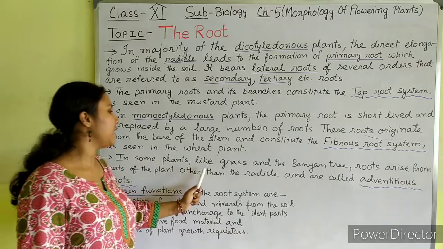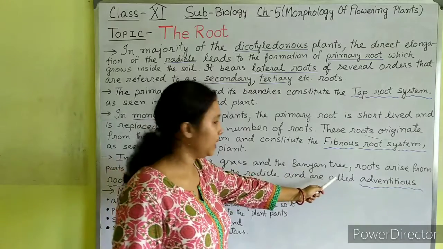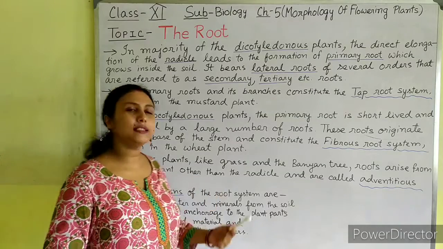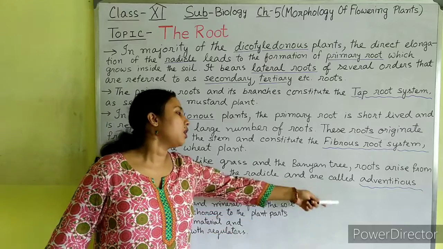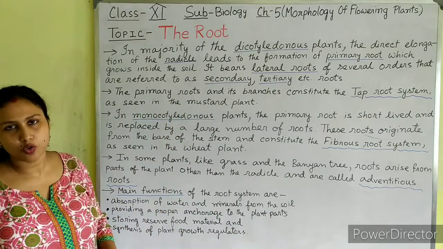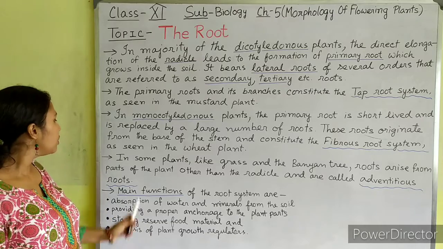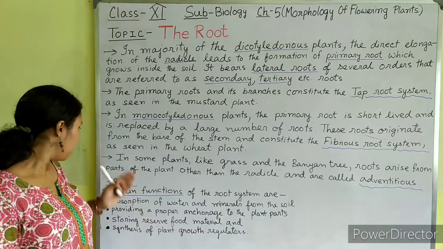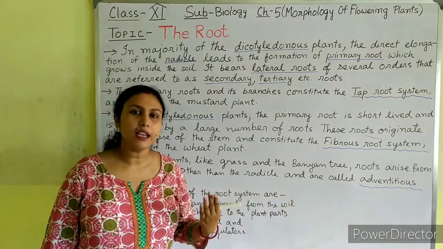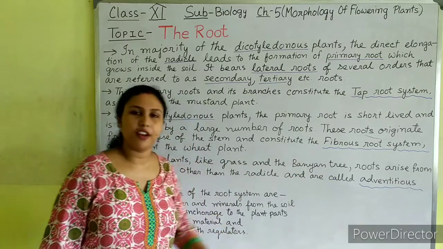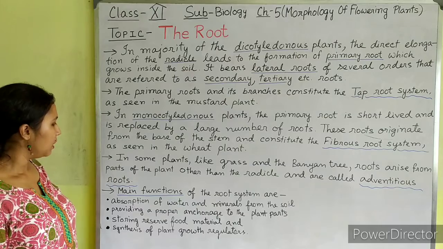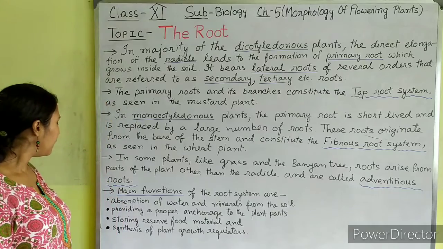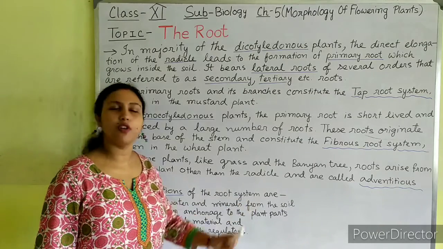In some plants like grass and the banyan tree, roots arise from parts of the plant other than the radicle and are called adventitious roots. Now, main functions of the root system I will tell. First, absorption of water and minerals from the soil.